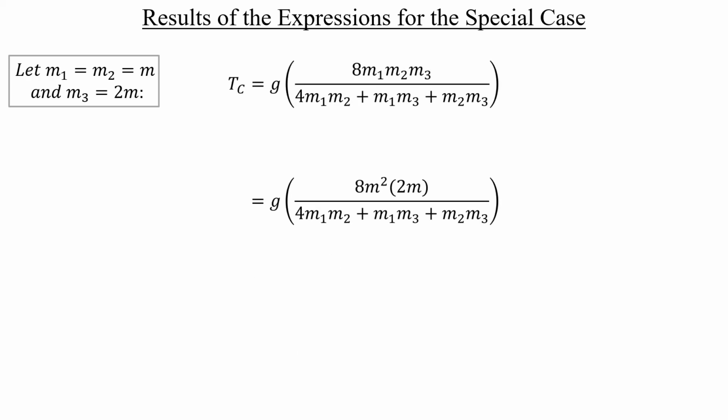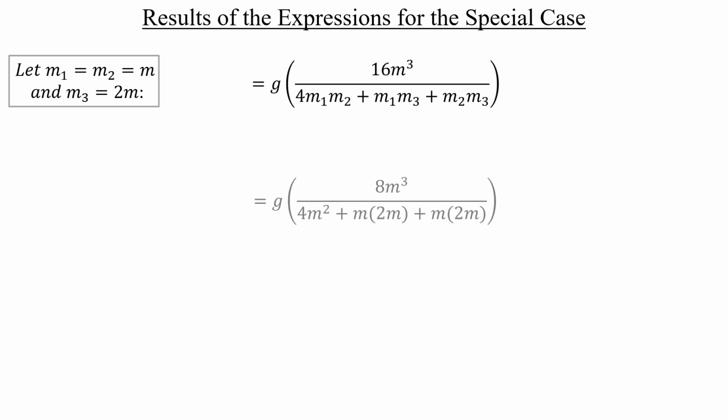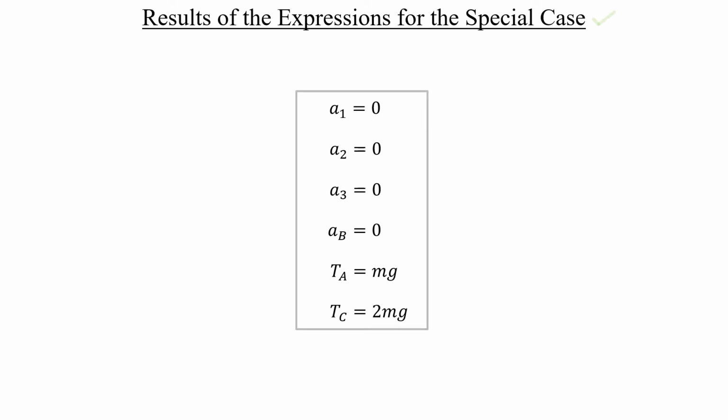Insert, multiply, and here's our numerator. Then do the same for the denominator. What do we get? Well, when we reduce, 2 mg, as expected. I'll bring all of those results together on another slide so we can see them all at once. And just as we anticipated, all of the accelerations go to 0, and the tensions reduce to the appropriate amounts in regards to these new mass definitions. Everything is in equilibrium. And we're done.